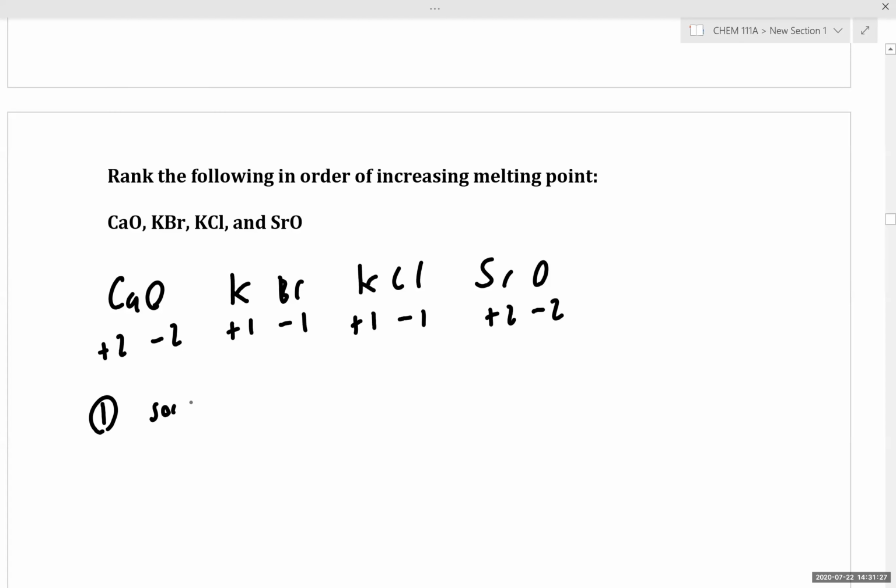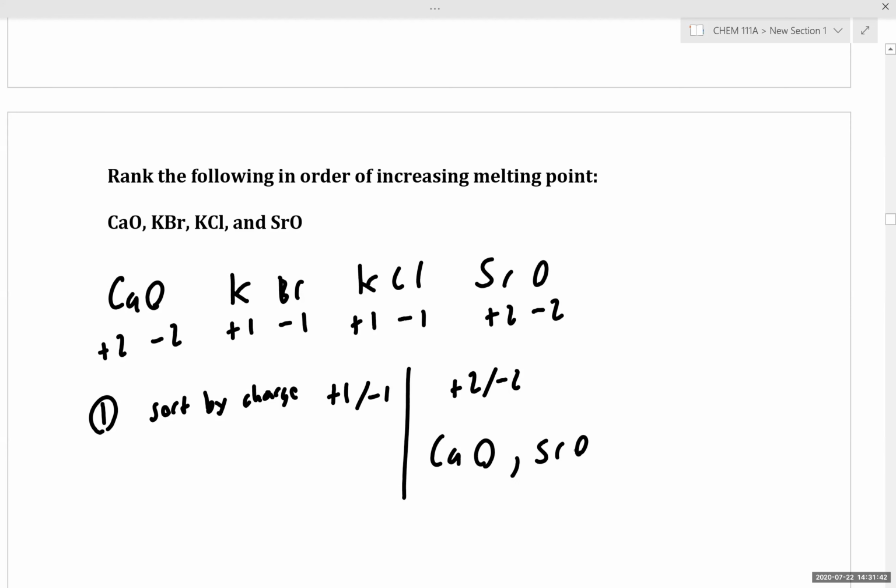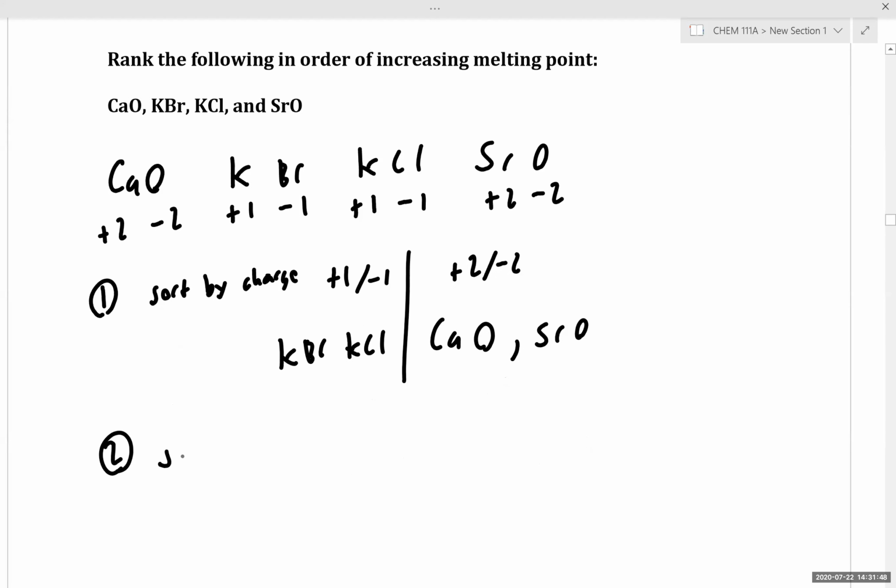So step one, I'm going to sort by charge. Charge wins over ion size. So we have the +2/-2 pairing and the +1/-1 pairing. So we have calcium oxide and strontium oxide, and potassium bromide and potassium chloride. Next, we're going to sort by size.